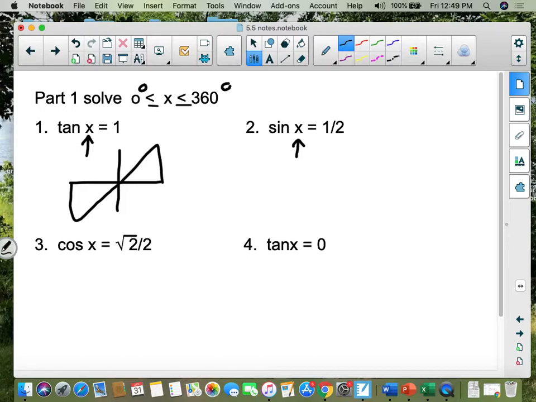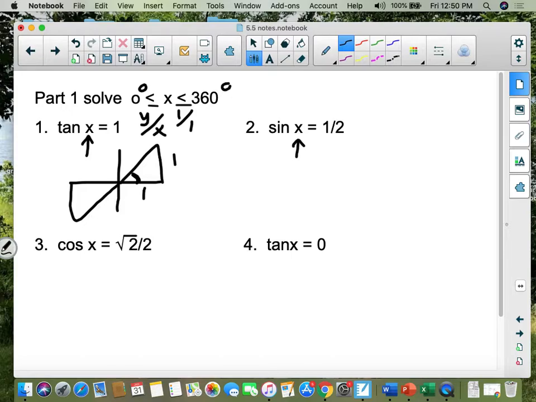Formula for tangent? Y over x. It's not written like that, but isn't 1 the same thing as 1 over 1? If the x is positive and the y is positive, and this is your reference angle, y over x, does that make the tangent positive? And this quadrant also.